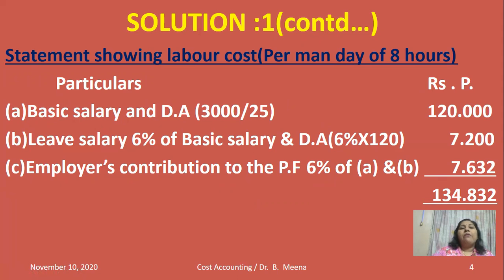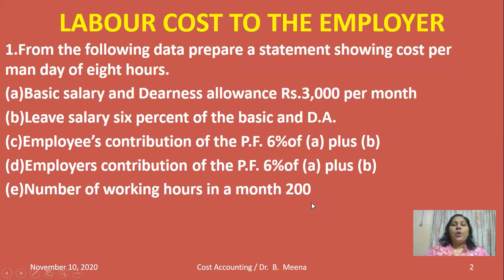So whenever I'm going to calculate the labor cost per man day of 8 hours, I need to look into the problem whether information is given for a month. If it is given for a month, I must know how many days are worked, truly speaking. So I need to look into how many working hours are given in the problem. As for this problem, the working hours in a month is 200 hours. And you know very well, each day is 8 hours. So 200 hours divided by 8 hours, if I do this calculation, I'll come to know how many working days. So why did I calculate the working days?